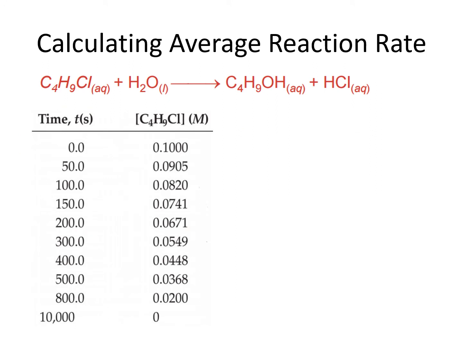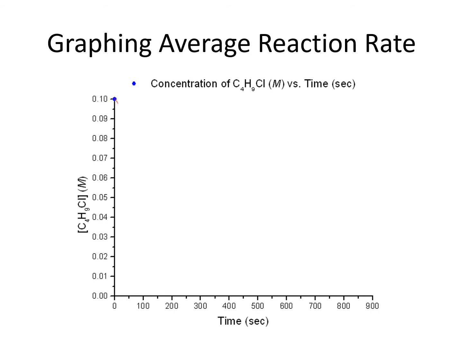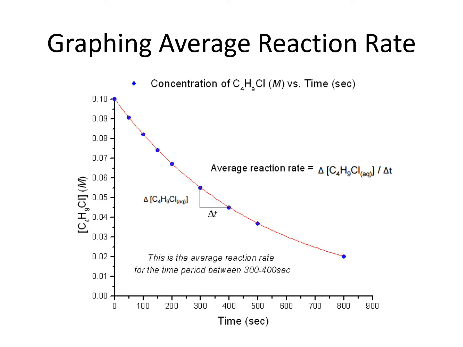So here is a reaction, and you can see that here is the reactant we're dealing with. You'll notice our concentrations are decreasing as time goes on. That's fine. So if you wanted to plot this, there's your time on the bottom, there's your concentration, and there is your disappearance rate.